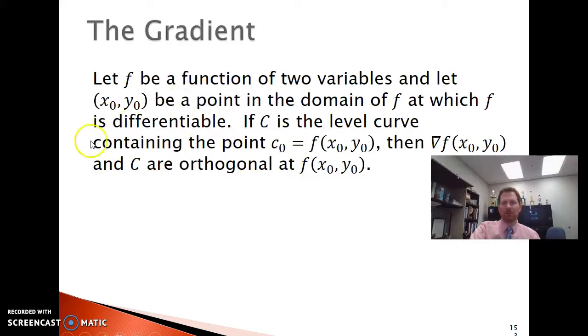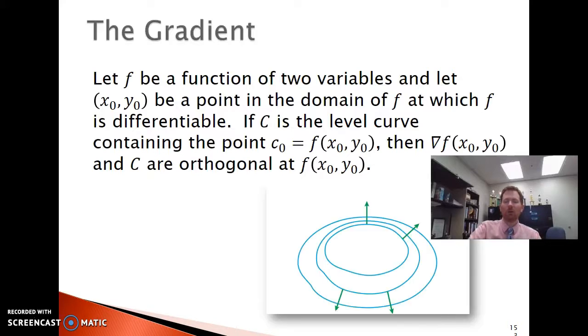And so here's kind of the more mathematical definition of that. We have a function of two variables, and a point in the domain. If C is the level curve containing the point, then the gradient of f at that particular point and the level curve C are orthogonal. Again, if we look back at that picture, it appears to be that way, but this theorem guarantees that it will always be that way. The gradient will be orthogonal to the level curve, or normal, or perpendicular, whichever word you prefer to use.